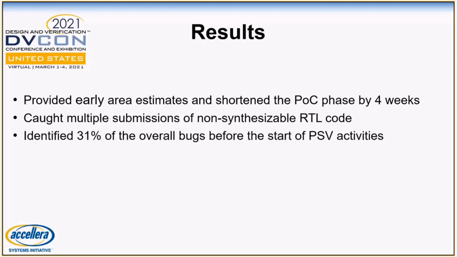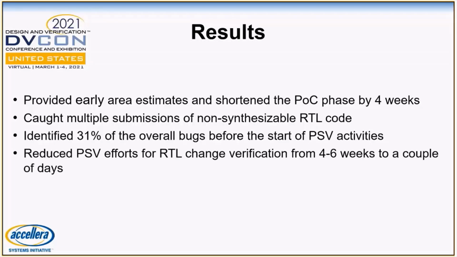Leveraging design exploration resulted in identifying 31% of the overall bugs. More importantly, since these bugs were found before the first RTL handoff to the PSV team, it enabled the PSV team to shift their activities to corner case testing with the first RTL handoff itself. Utilizing formal sequential equivalence to verify various RTL changes reduced PSV efforts for RTL change verification tremendously. This gave the PSV team more time to complete their sign-off activities such as functional and code coverage analysis, test bench review, etc.